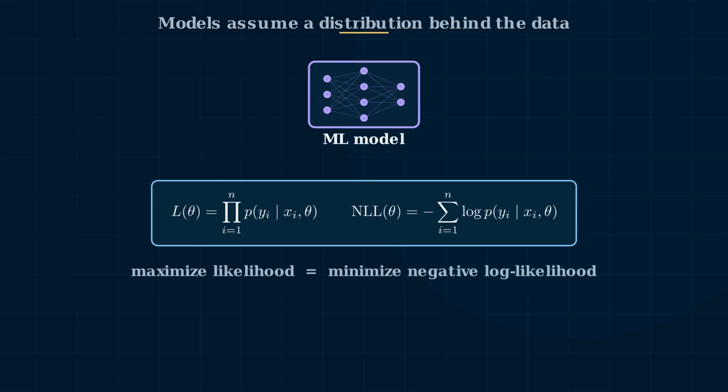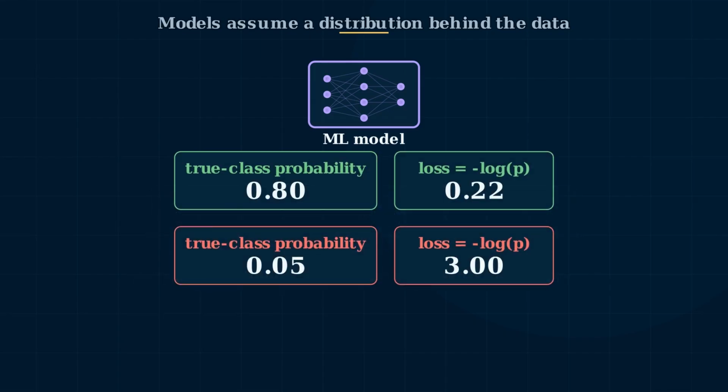For classification, that negative log likelihood becomes cross entropy. If the true class receives probability 0.8, the loss is negative log 0.8, about 0.22. If it receives only 0.05, the loss jumps to about 3. Confident wrong predictions are penalized heavily.